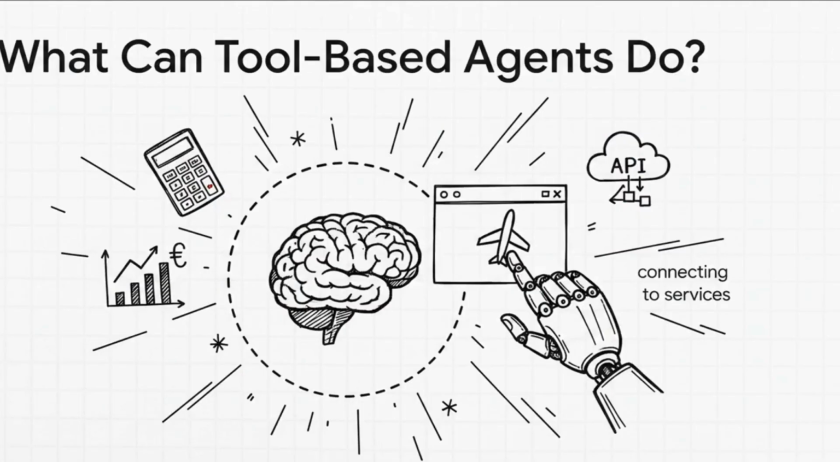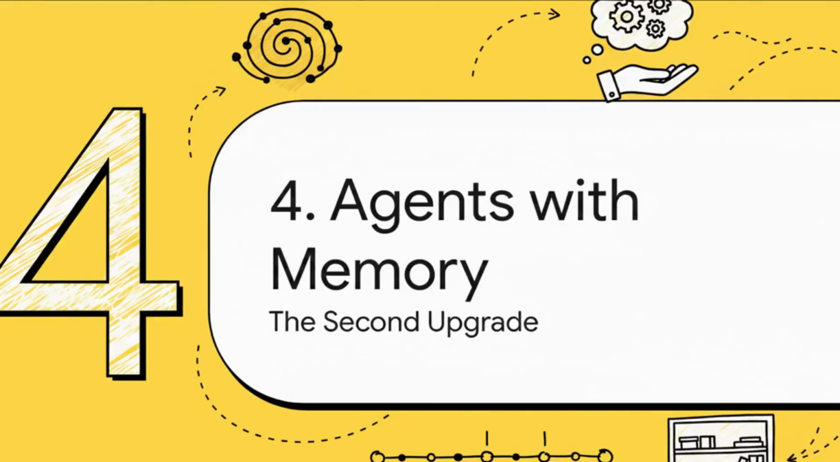The agent can now access real-time data, it can do complex calculations, connect to other services. This means it can actually book that flight for you, not just tell you about flight options. It can take direct action in the world. Okay, so our agent has a brain and it has hands. What's next? Well, it needs a memory.